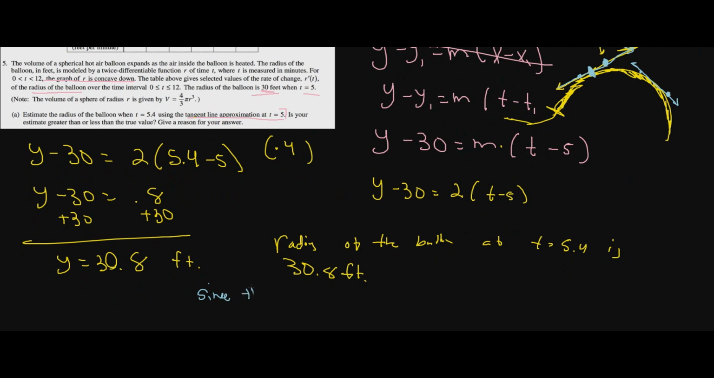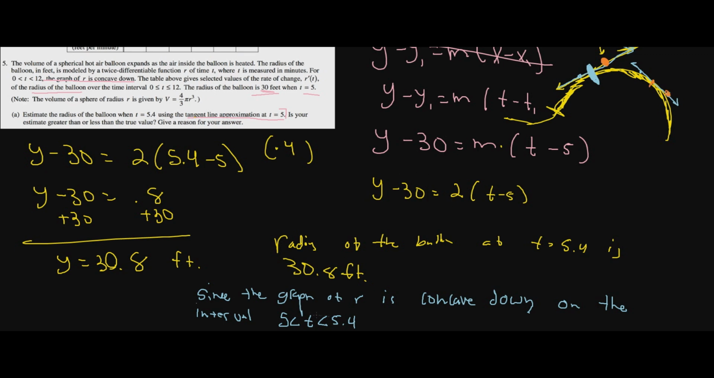Since the graph of r is concave down on the interval 5 to 5.4. This is all we care about, right? We know it's concave down from 0 to 12, but most importantly, we only care about from 5 to 5.4. The 5 would be our location where we're making our tangent line, and the 5.4 would be the approximation, which would be either here, or if this was 5, right here.